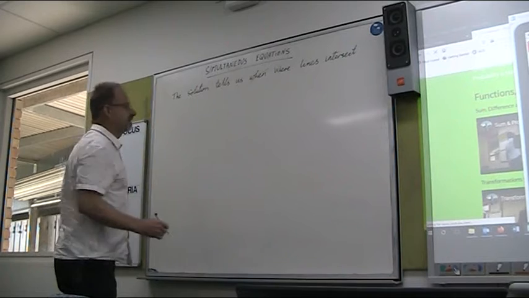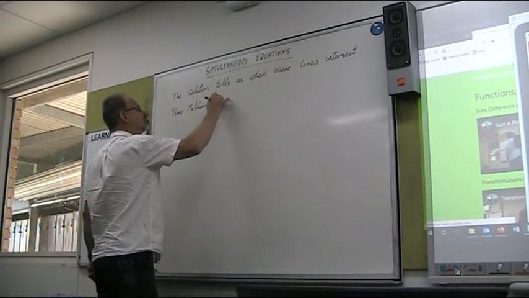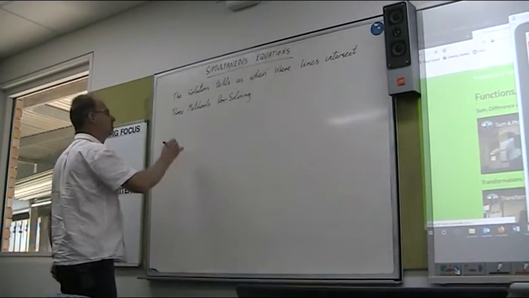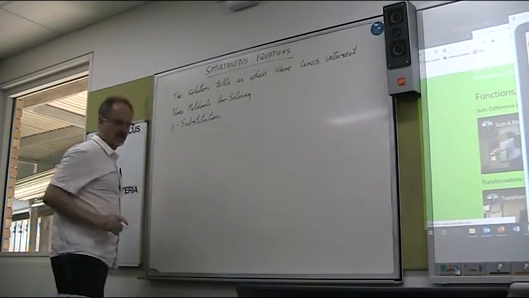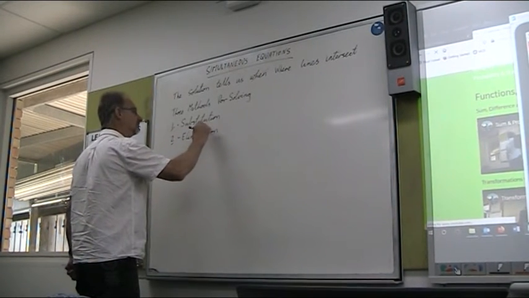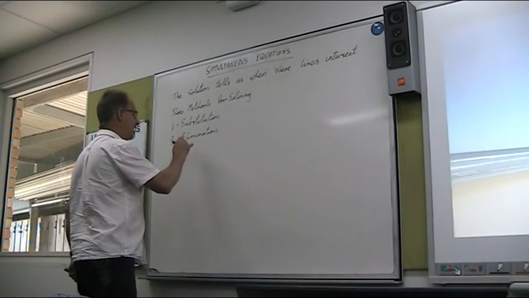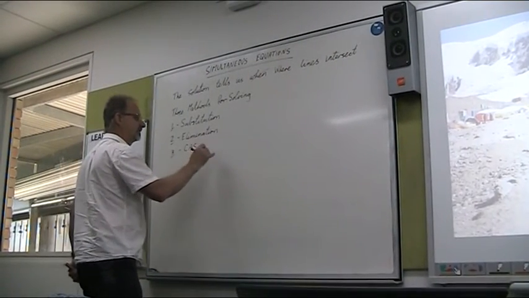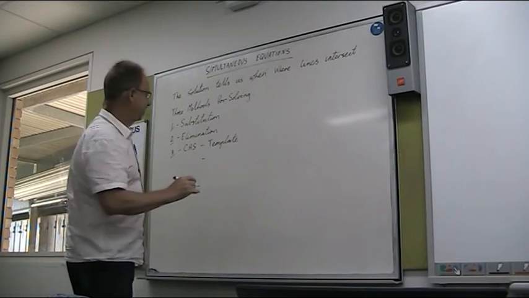All right, so there are three methods for solving. Substitution is one of them. The second one is elimination. And the third one is using the CAS calculator. And when we're doing it on the CAS calculator, there's two ways we can use. We can use the template, or we could do a graph.